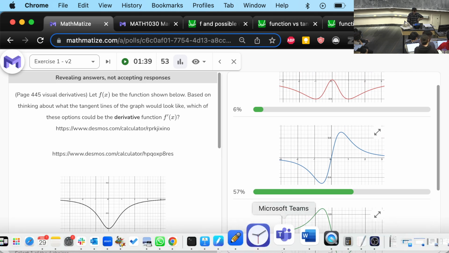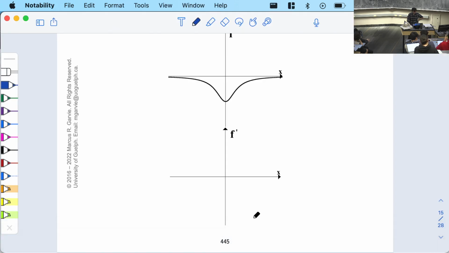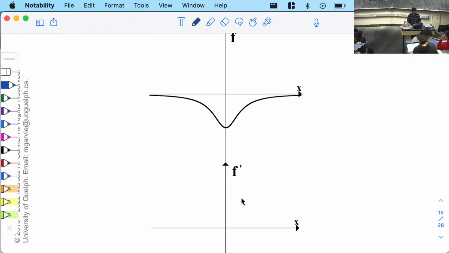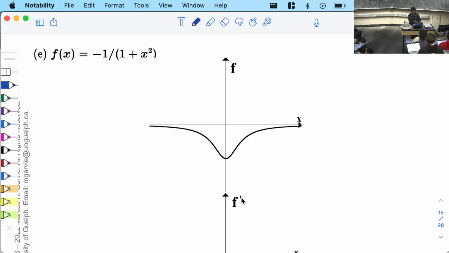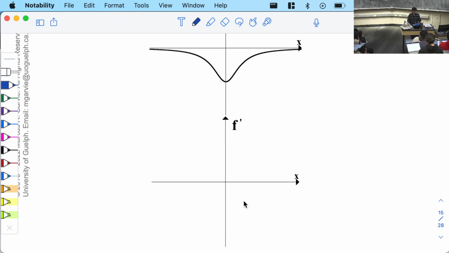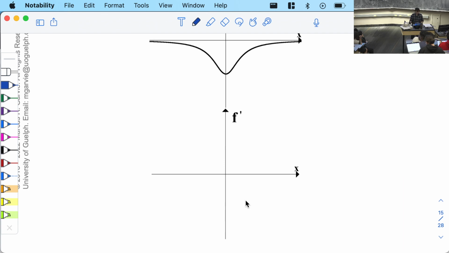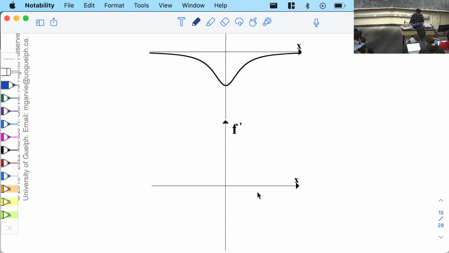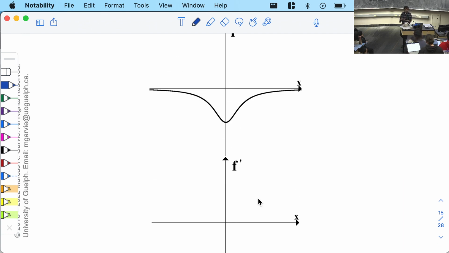Okay, let's fill this in our notebook. This function occurs on page 445 in the notebook. It's the exact example we just did. And in the notebook, they also tell you the formula for the function, but that is completely irrelevant for what we're doing right now. You just need to know what the picture looks like. And again, I'm going to highlight the elements we use to find the right answer.